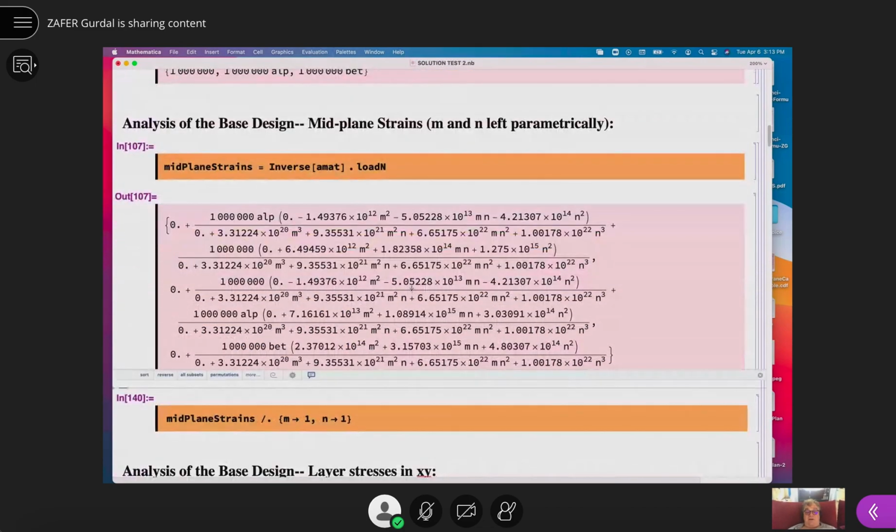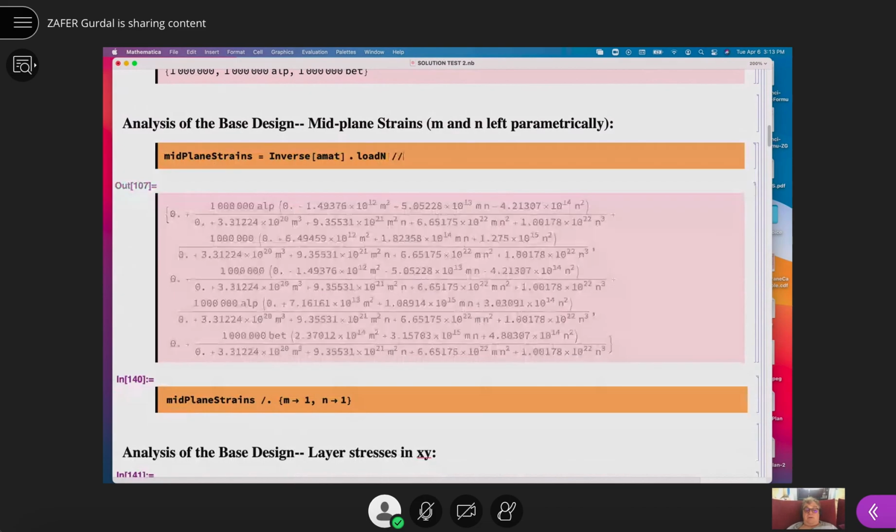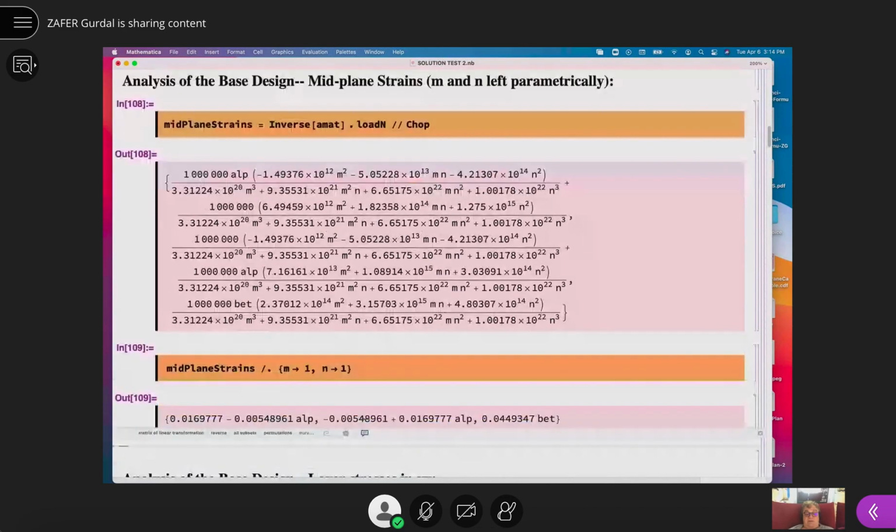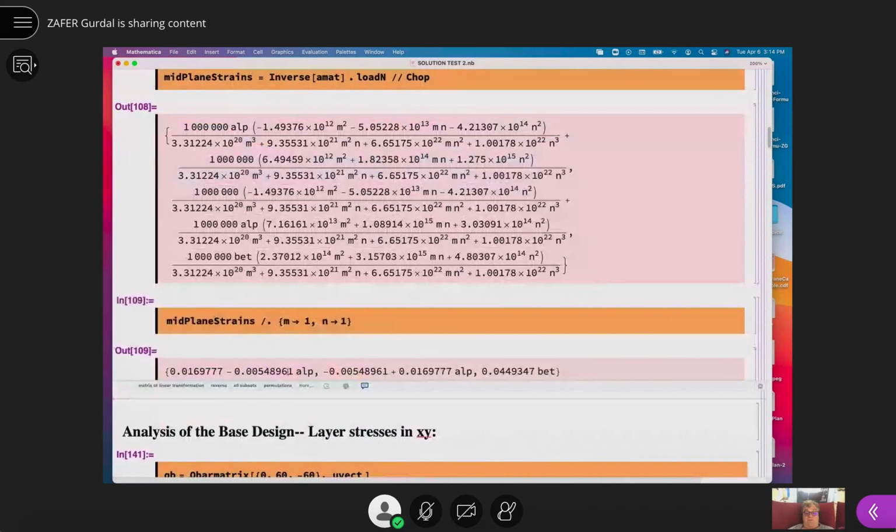of the entire laminate. It's a fairly long expression, but if I use Chop, some of those zeros will disappear without influencing the rest of it. So these are the mid-plane strains. And if I want M to be 1, N to be 1, the mid-plane strains are now only a function of alpha and beta.